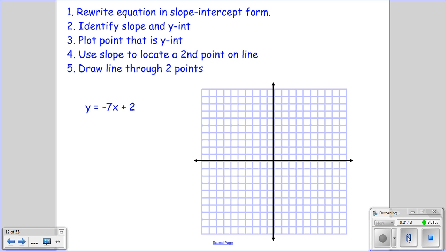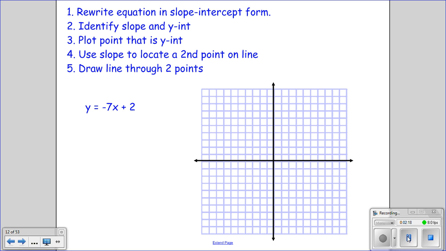We are going to graph using slope-intercept. If your equation is not in slope-intercept form, you need to rewrite it into slope-intercept form. That means y equals everything else on the other side. Once that is taken care of, you can identify the slope and the y-intercept. You can plot your point, that is your y-intercept. And you can use slope to locate a second point on the line, and then you draw a line through those 2 points. Let's do the equation y equals negative 7x plus 2.